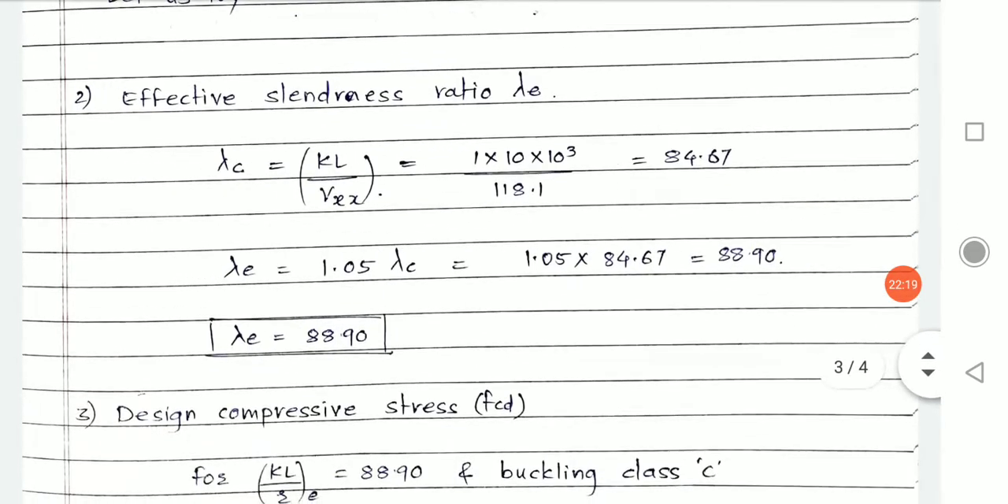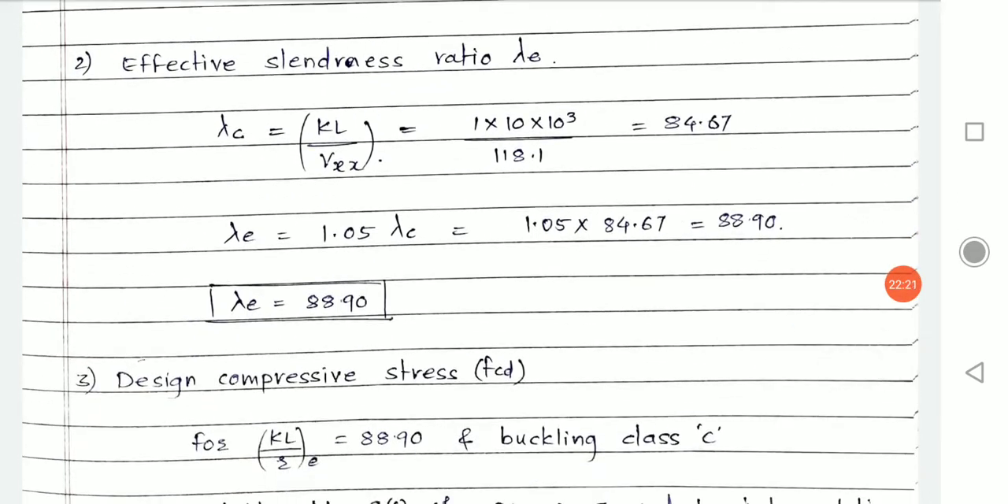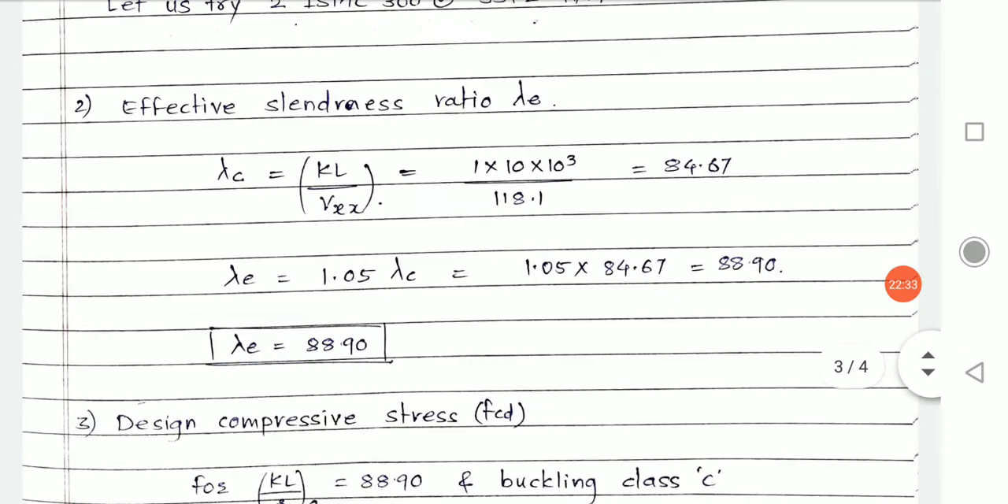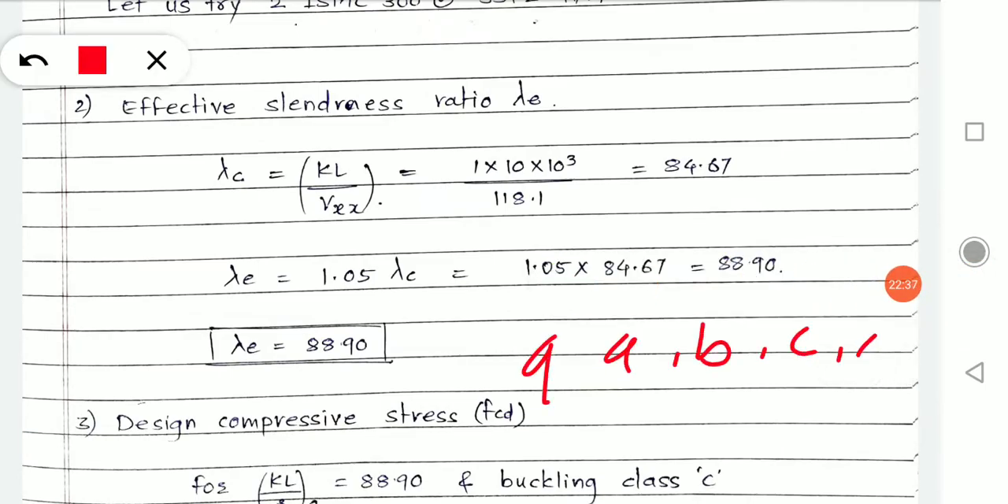Okay, next is effective slenderness ratio. Of course, next step is to calculate slenderness ratio, so that we will choose a table from IS code. There are a total 4 tables, 9A, 9B, 9C and 9D. Which one is to use depends upon the slenderness ratio, and slenderness ratio depends on what?